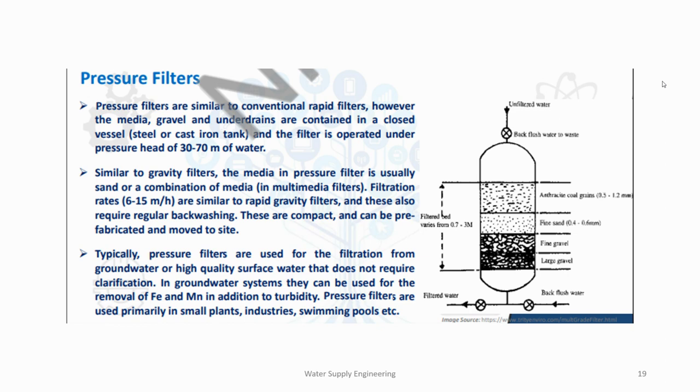And where we filter groundwater or high quality surface water which do not require clarification. That's an important point. And in groundwater systems, we particularly use this for removal of iron and manganese along with turbidity. So the figure shows a typical pressure filter, a multimedia pressure filter.